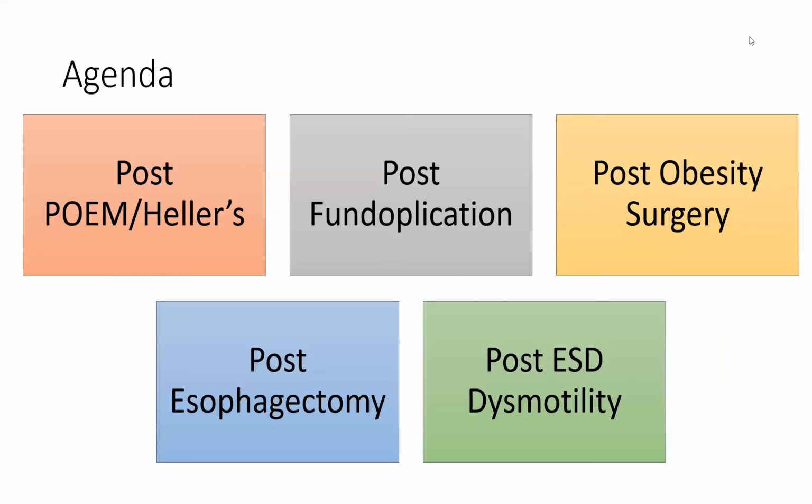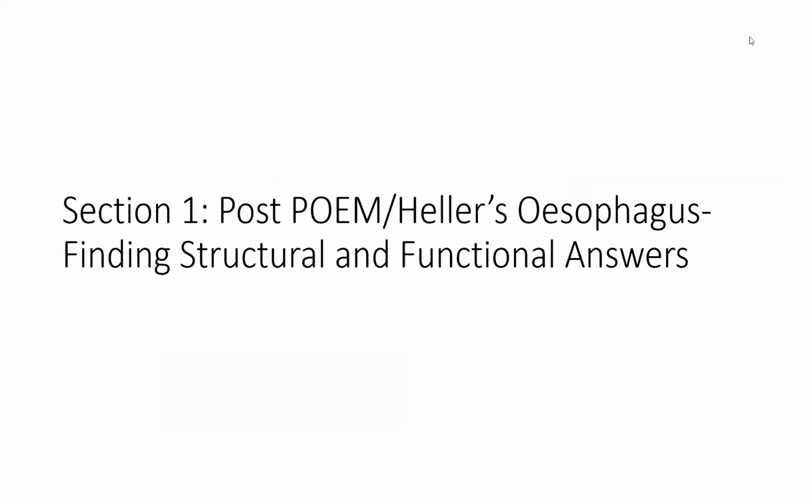So first, I have divided the talk into these 5 different sections. We'll go one by one through each of them, and we will dissect them threadbare, and see what happens when you do these interventions. The first and the most frequent thing troubling us as endoscopists, and I'm sure surgeons also, is achalasia. So I'll talk of achalasia first, and what happens after POEM and what happens after Heller's. So the first section is post-POEM.